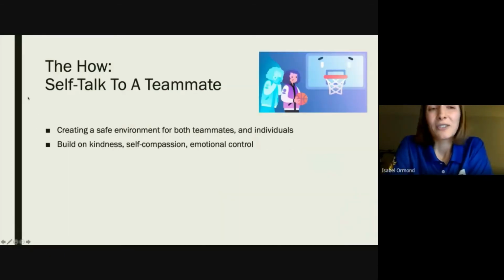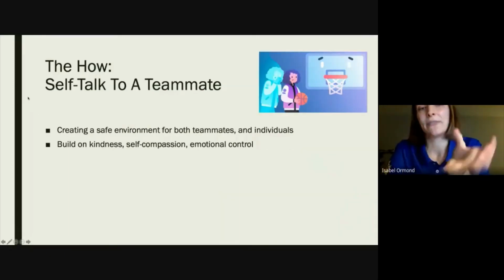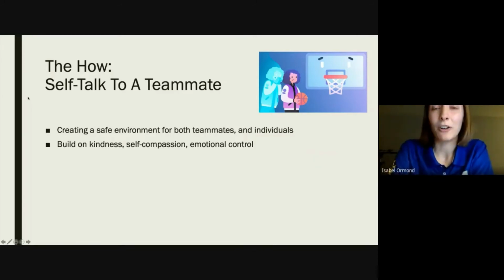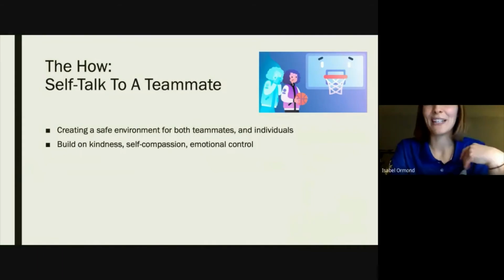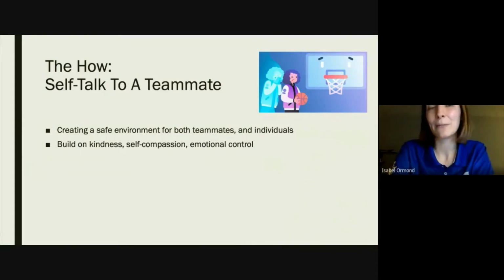Next is self-talk to a teammate. So not only creating a safe environment for the team, but also for the individuals involved. So what you're saying to yourself is just as, sometimes maybe more important than what you say out loud to others. So building on this kindness and this self-compassion and this emotional control.